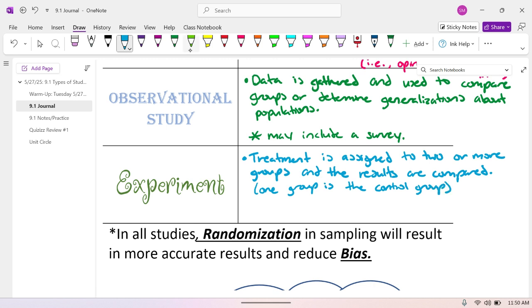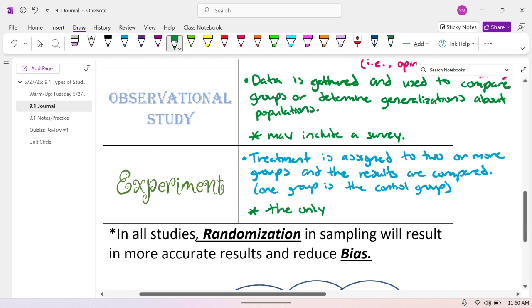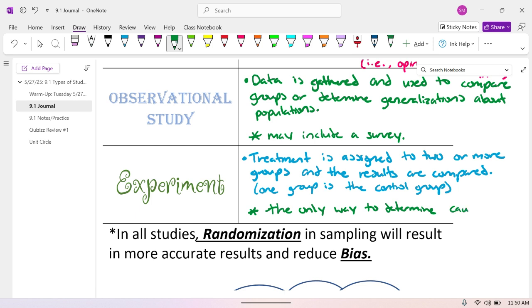Does anyone know what I mean by control group? It's not affected, all right? Or they think they're taking it, but they're not, all right? And it's the only way to determine cause and effect.